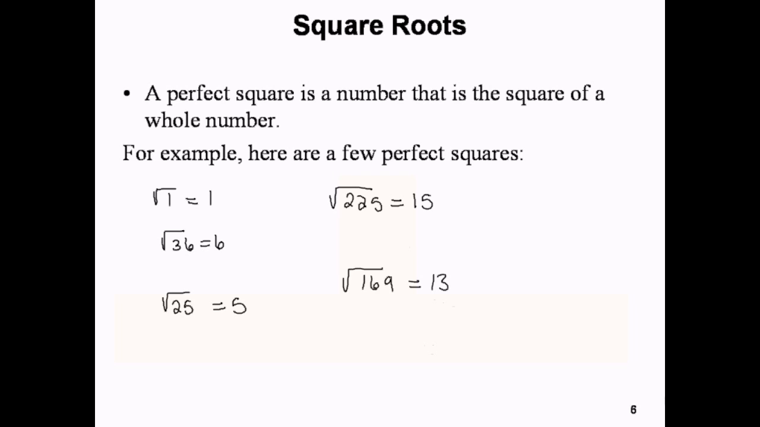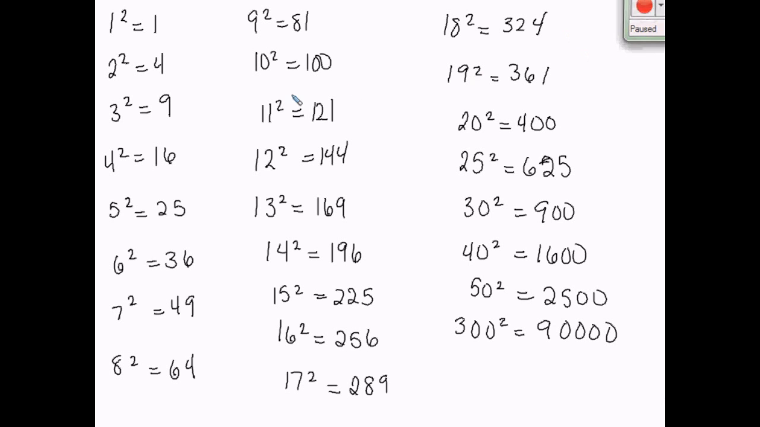Did we already do a list of squares? No, okay. These are all your perfect squares up through 20, including 25, because it shows up a lot. And then 30 squared is 900, 40 squared is 1600, 50 is 2500, 300 squared is 90,000. When you have multiples of 10, you square the number and you double the zeros.